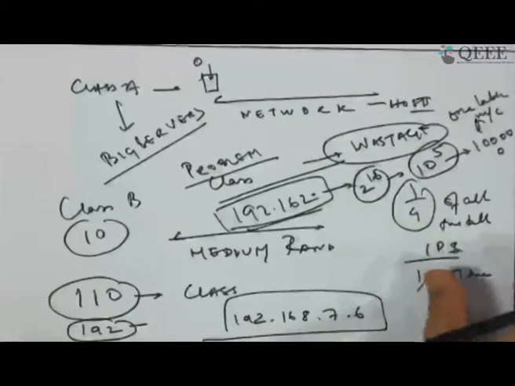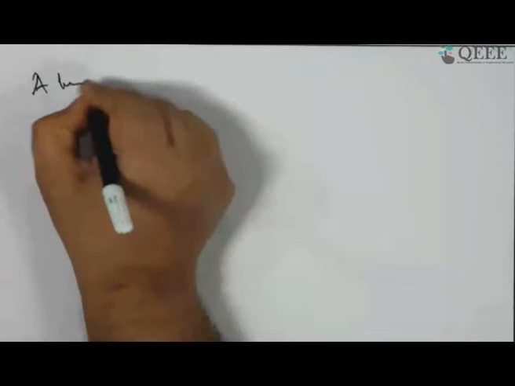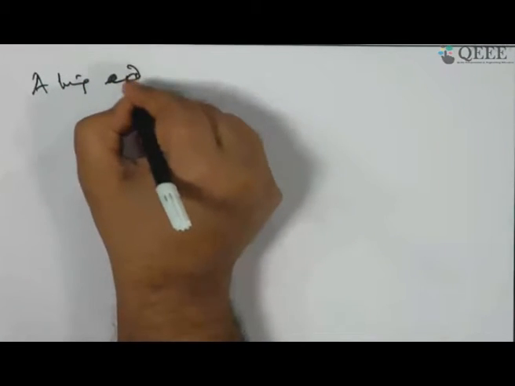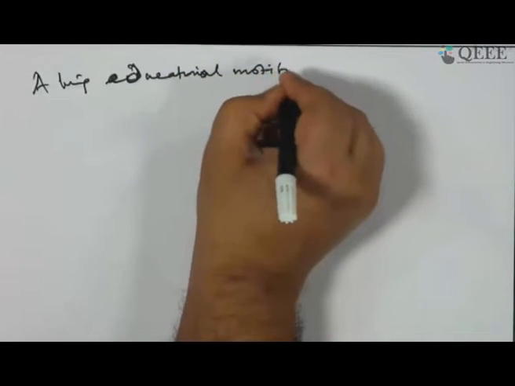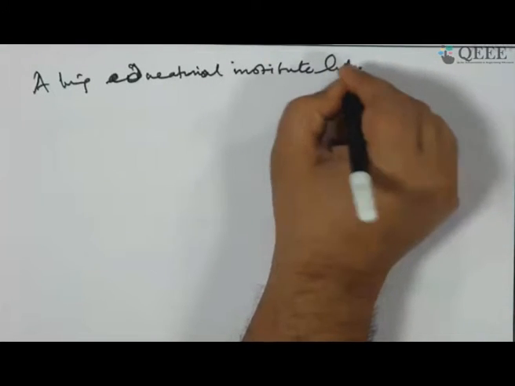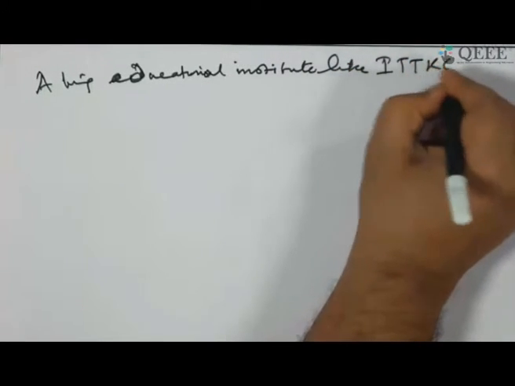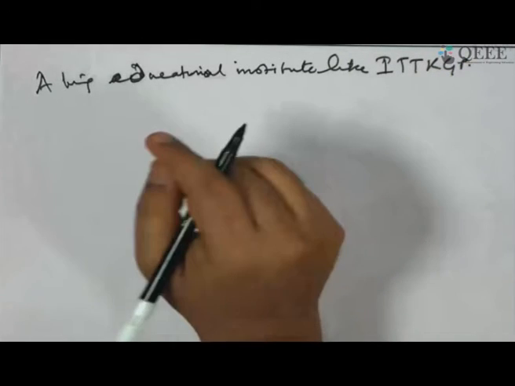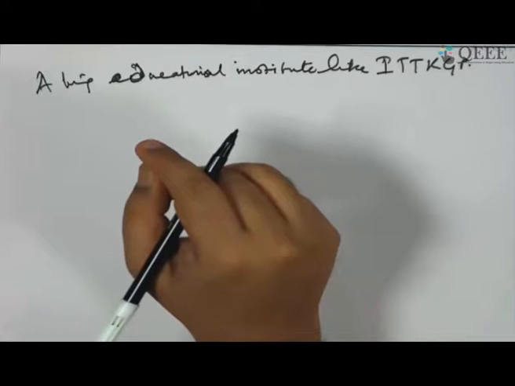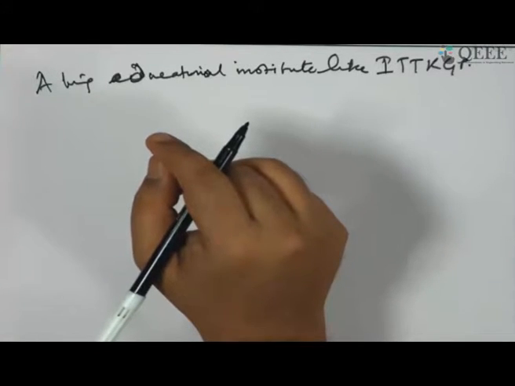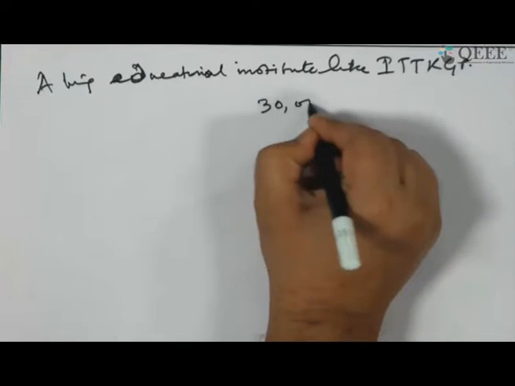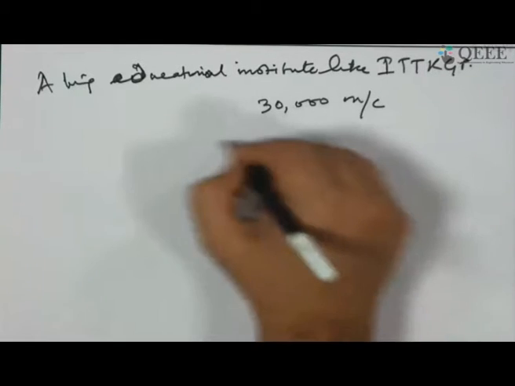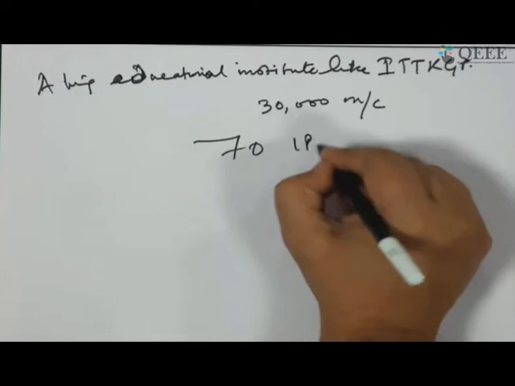So any big educational institute like IIT KGP will have how many? At most 30,000 machines now. So 70,000 IPs get lost.